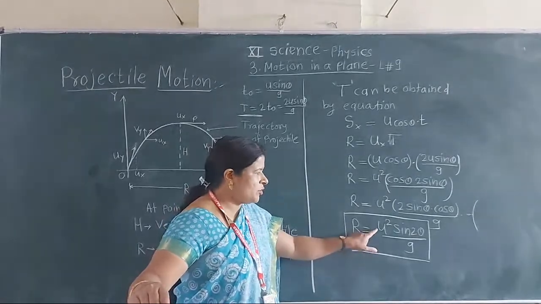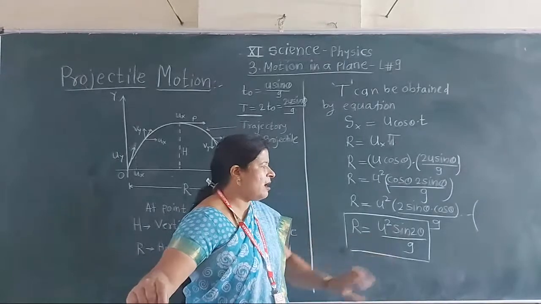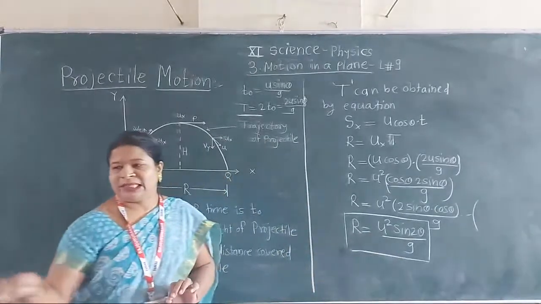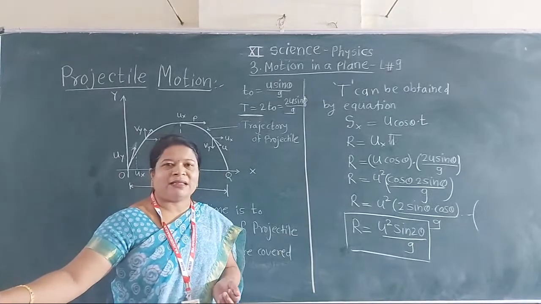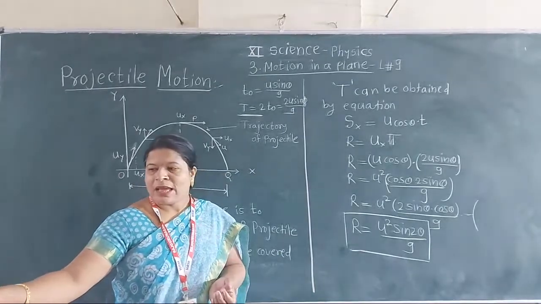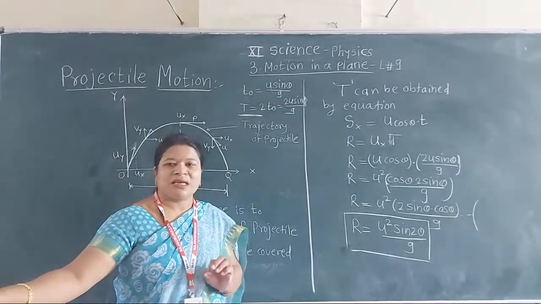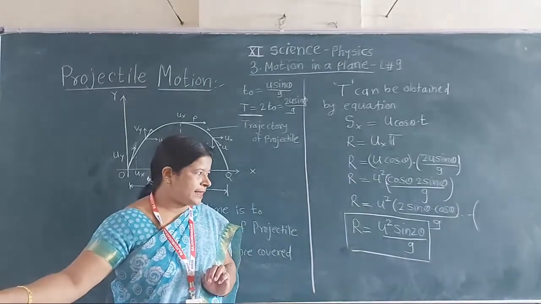R is equal to u square sin 2 theta divided by g. This is the horizontal distance traveled by the projectile, and it is called the horizontal range of the projectile.